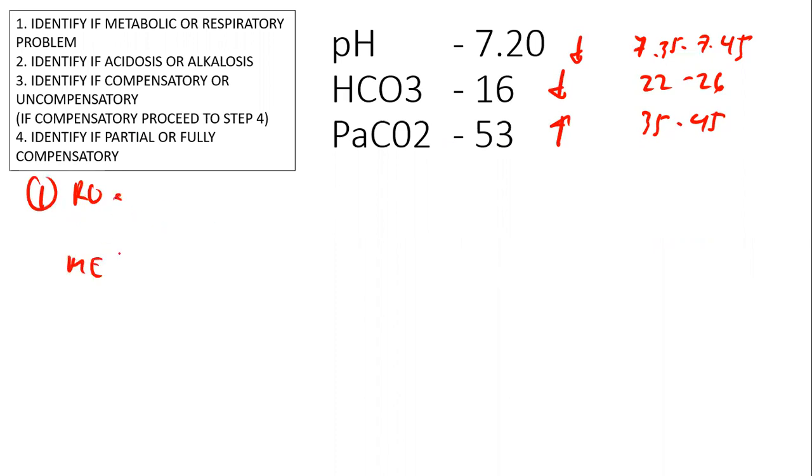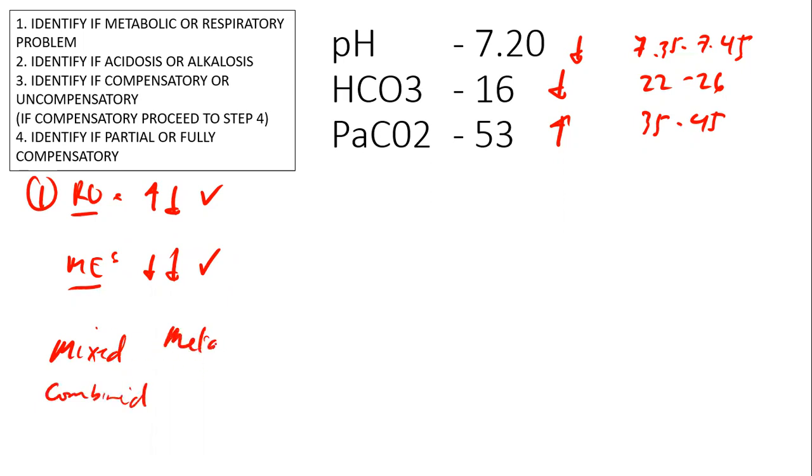So, number 1, ROME. So, respiratory opposite. So, PaCO2, arrow up, pH down. Metabolic, bicarb down, then pH is down. So, is it a respiratory problem? Yes. Is it a metabolic problem? Yes. So, ano ibig sabihin nito, sir? So, ibig sabihin, this is what you call mixed, no, mixed or some say combined. So, ibig sabihin, both metabolic and respiratory problem.